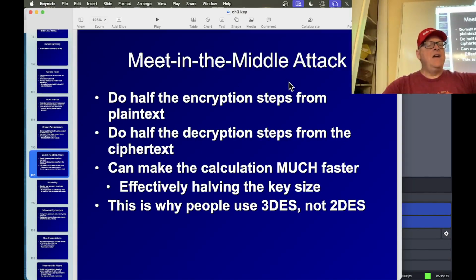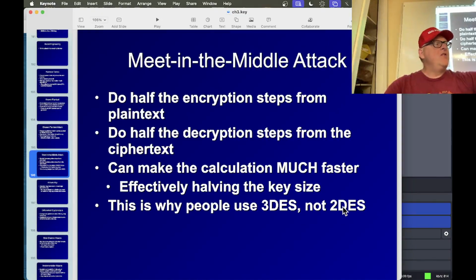Meet in the middle attack: if you can somehow split the process in half, where you do half of the encryption and you can get the intermediate result, then instead of trying to crack a 128-bit key, you can crack a 64-bit key for half of it and another 64-bit key for the other half, making it much faster. This is why you use triple DES, not double DES.